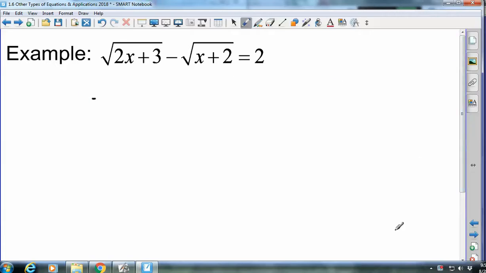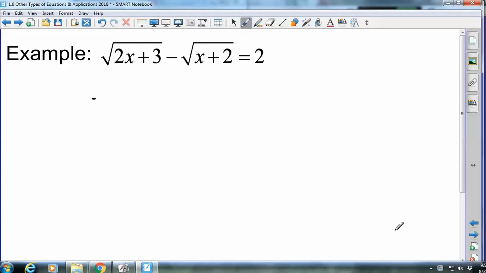So let's take a look at this problem. How is it different than the problems we were doing yesterday? What do you see? Yeah, there's more than one radical, isn't it? We've got two radicals. I also have a term that's not under a radical.